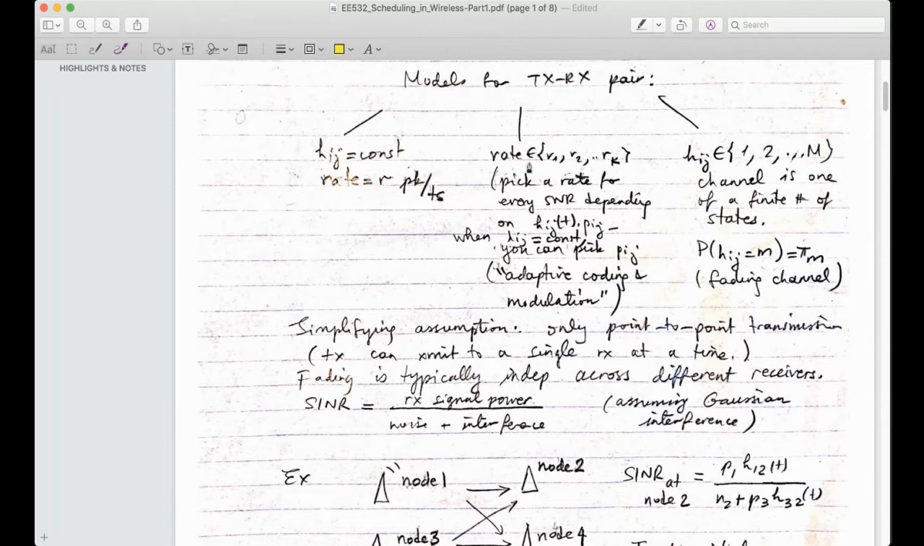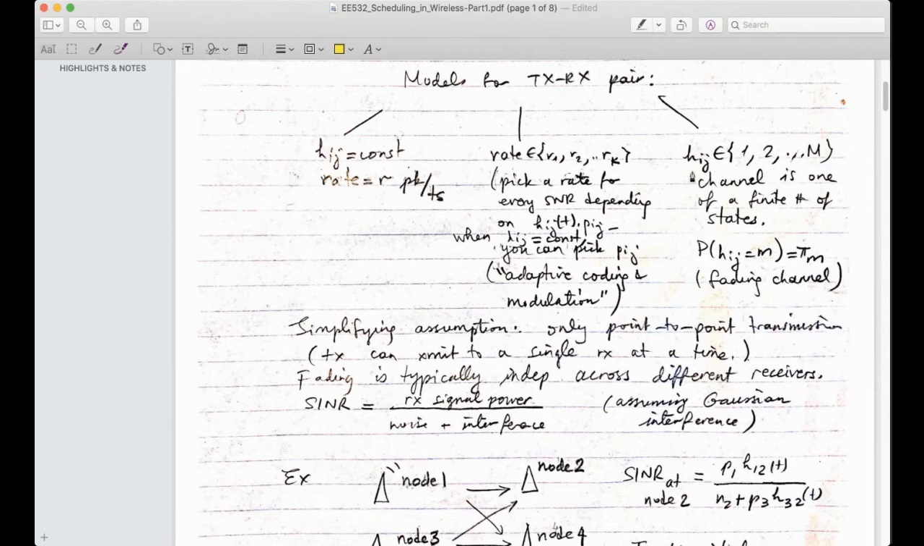Another model is that the rate available to the transmitter comes from a finite set of rates, R1, R2 through to Rk, and the transmitter can pick a rate for every SNR depending on the channel gain and its available power. This is called adaptive coding and modulation. You may have learned about it in your wireless course if you took one.